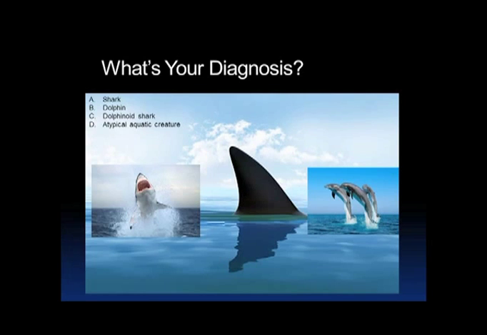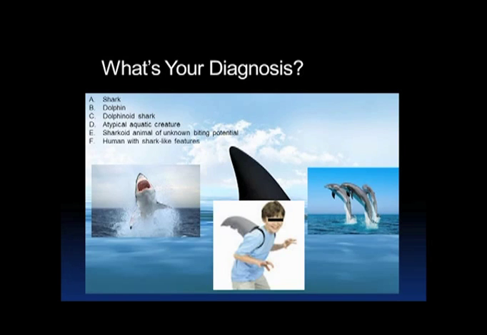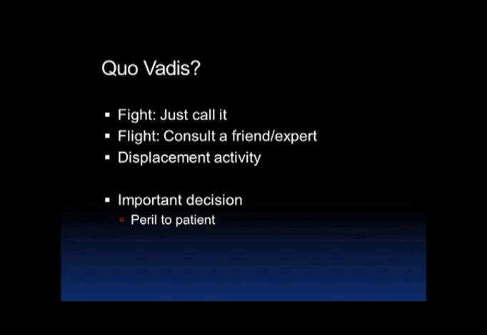It could be an atypical aquatic creature, which would help no one. So you don't know if you should swim with it. It could be consistent with that. It could also be a shark-like animal of unknown biting potential. Or it could be a human with shark-like features. Now, this is just to illustrate that it is not an easy decision that you're making.